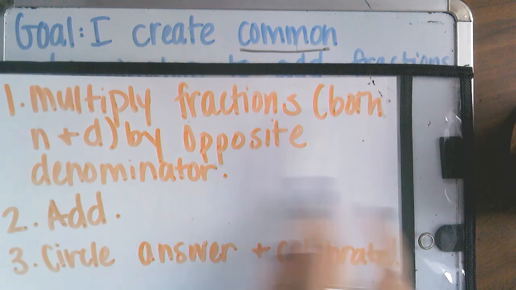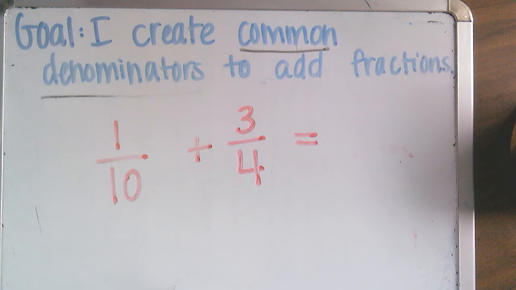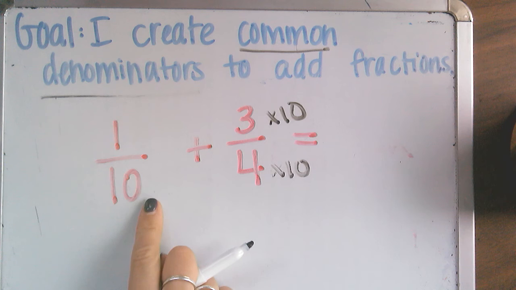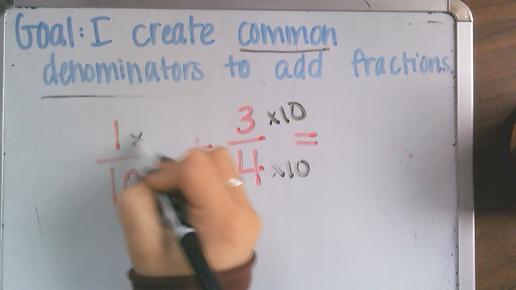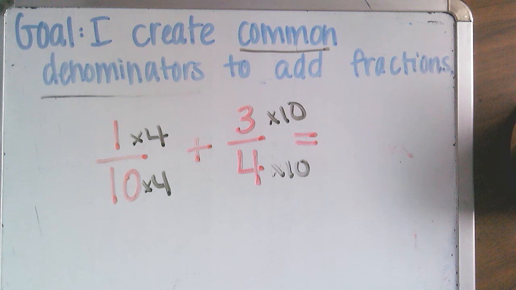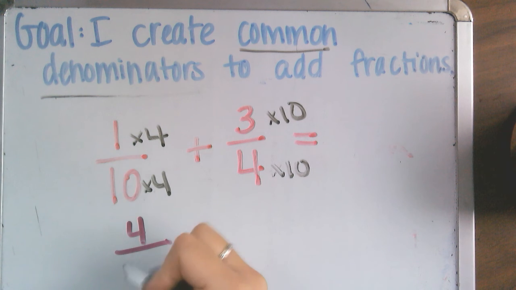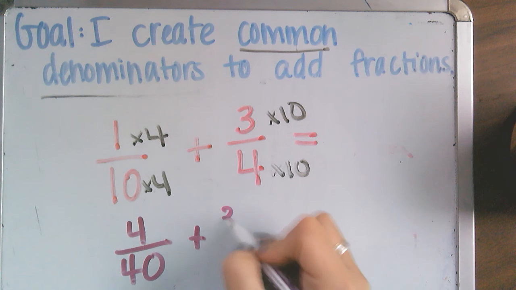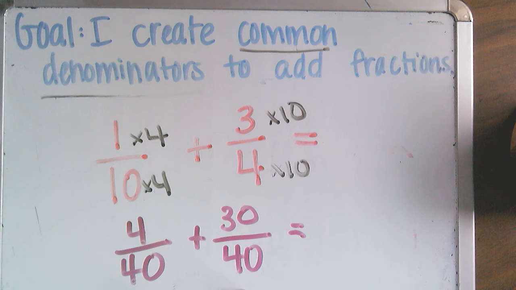multiply fractions, both numerator and denominator, by the opposite denominator. So this is going to be times 10 and times 10. And this is going to be, my denominator is 4, times 4 times 4. My new fractions, 1 times 4 is 4, 10 times 4 is 40, plus 3 times 10 is 30, and 4 times 10 is 40. So I know I did this right because both of my denominators are the same number.